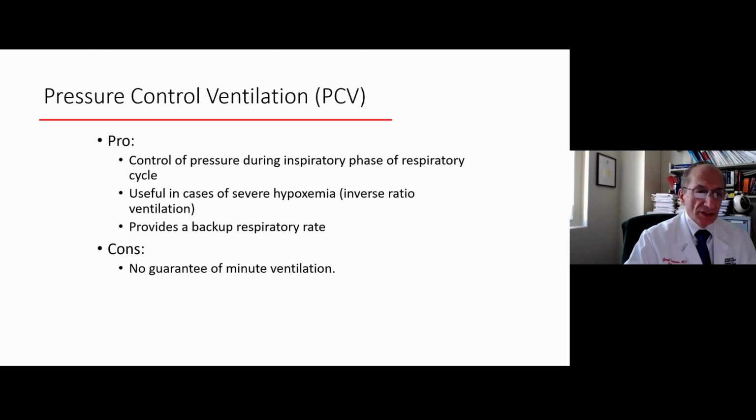Pressure control ventilation is perhaps used less commonly, but certainly more so, I would say, in recent days because of the pandemic. It's a control of pressure during the inspiratory phase of the respiratory cycle, and it's used in cases of severe hypoxemia because, again, this is the mode of ventilation that allows us to manipulate the inspiratory and expiratory ratio, and sometimes that's important for people who are hypoxic.